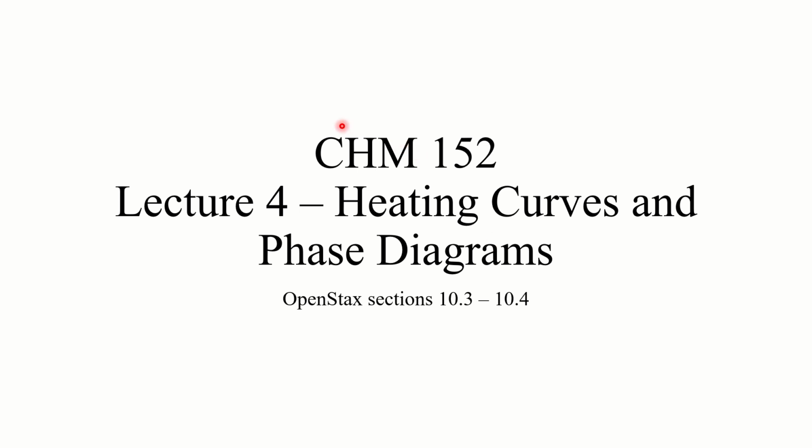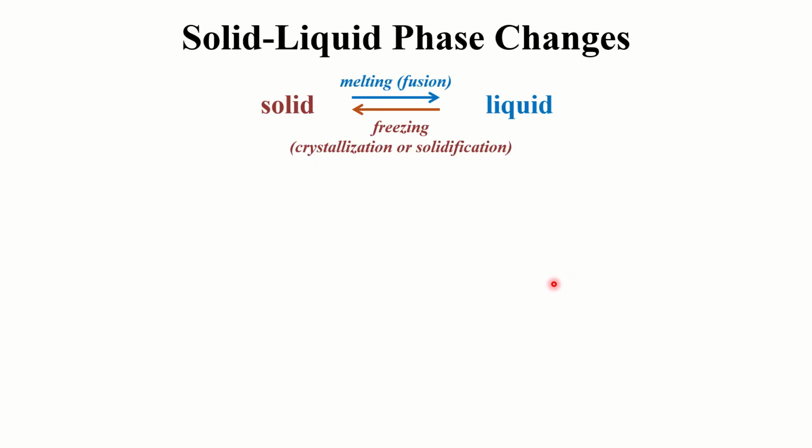Hello everyone and welcome to General Chemistry 2, or Chem 152 that is, lecture number 4 on heating curves and phase diagrams. This covers the final two sections in OpenStax, sections 10.3 and 10.4. Let's begin by analyzing the solid to liquid phase change. We talked about the liquid to vapor phase change a lot in the previous lecture.